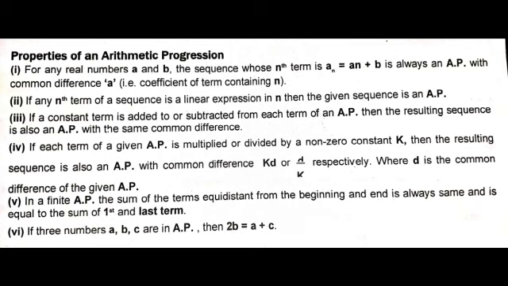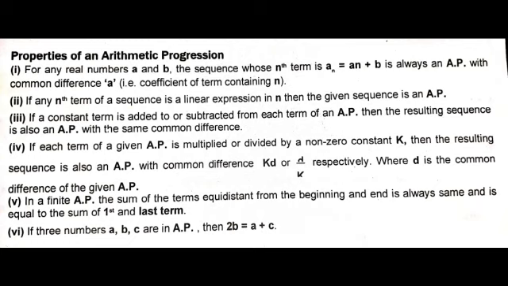The fifth property: in a finite arithmetic progression, the sum of the terms equidistant from the beginning and end is always the same and is equal to the sum of the first and the last term. It is very important, so I am going to repeat it. In a finite arithmetic progression, the sum of terms equidistant from the beginning and end is always the same and is equal to the sum of the first and the last term.